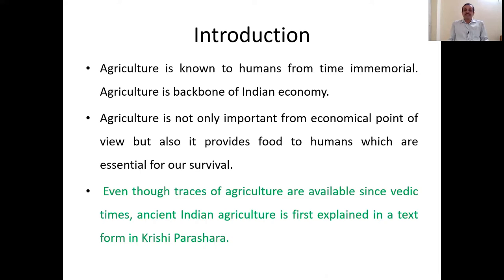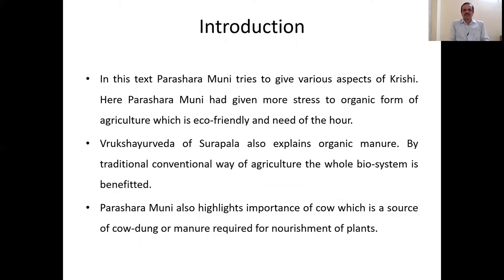And even though traces of agriculture are available since very early times, ancient Indian agriculture is first explained in a text form in the Krishiparashara text. It is well disciplinedly explained. So in this text, Parashara Muni tries to give various aspects of Krishi. Various aspects of Krishi are being explained by Parashara Muni in this text.